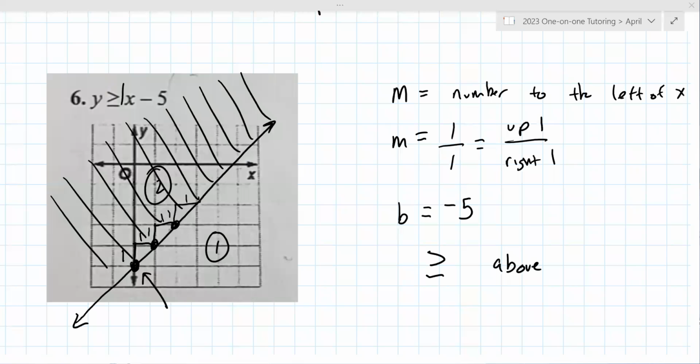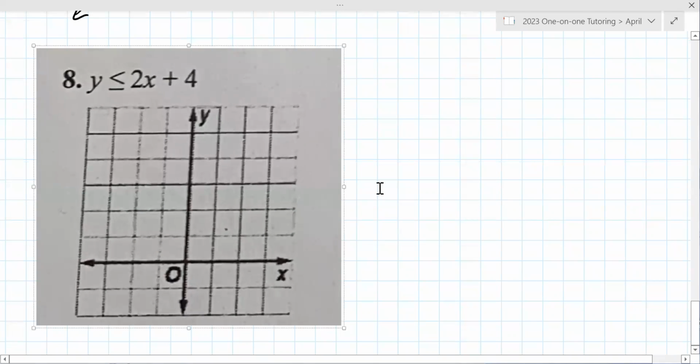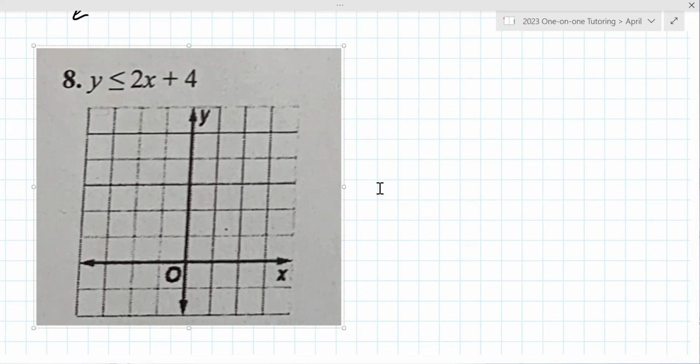All right, it's that time you've been waiting for. Try one here on your own. Great chance to ask some questions. It's very similar to all the ones we've been doing. You don't have to do any solving. You just need to find the slope and the b value, graph it, determine the line, and then shade one side or the other. But please ask some questions if you're unsure at any point.